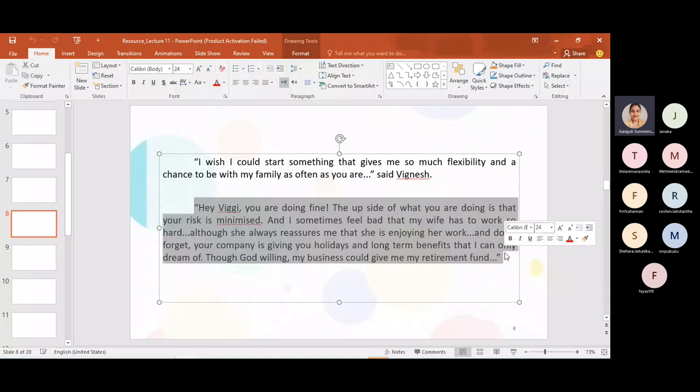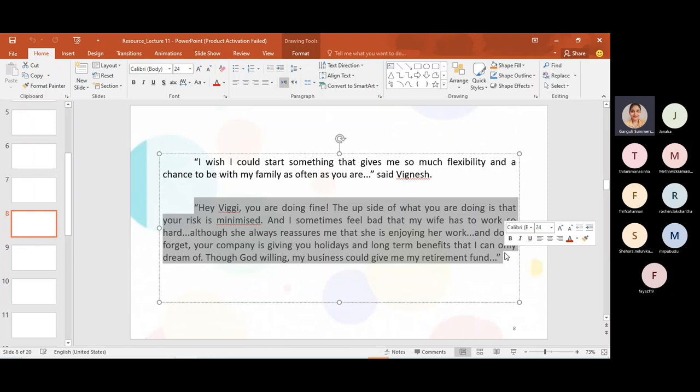Karim tells Vignesh, hey Viggy, you're fine, you're doing fine. The upside of what you're doing is that your risk is minimized. And sometimes I feel bad that my wife has to work so hard, although she always reassures me that she is enjoying her work. And don't forget, your company is giving you holidays and long-term benefits that I can only dream of. Though God willing, my business could give me my retirement fund.